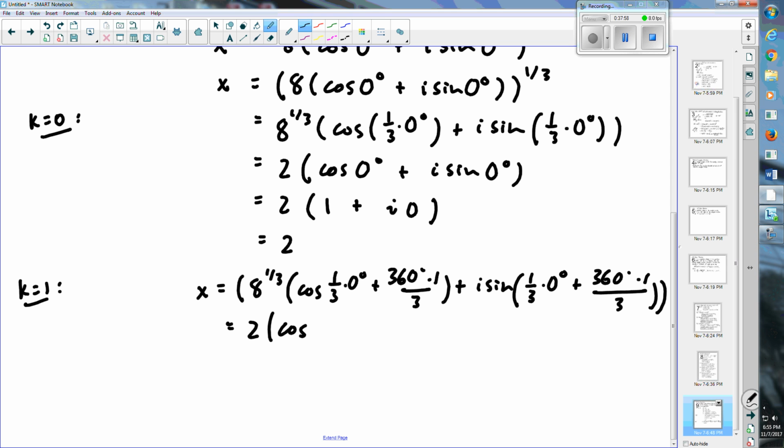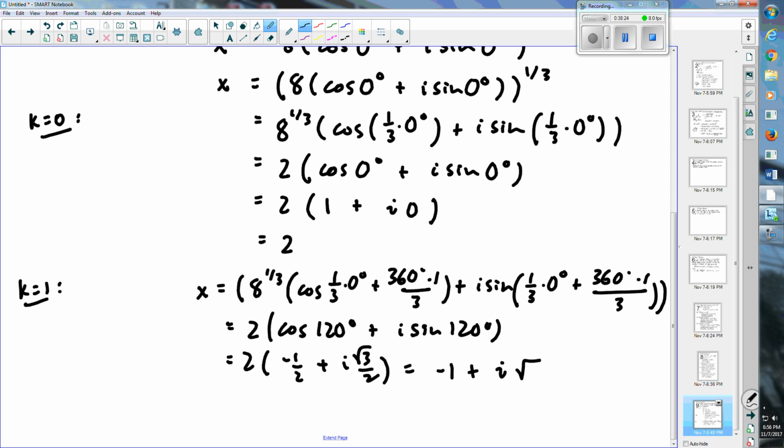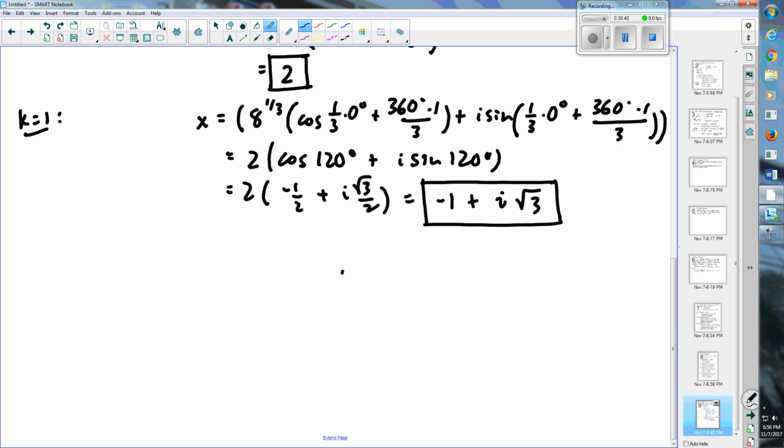And this gives us cosine of 120 degrees plus i sine of 120 degrees equals 2 times the cosine of 120, which is negative 1/2, plus i times the sine of 120, which is root 3 over 2. So this ends up being negative 1 plus i root 3. Okay, so there's our second answer. Here's our first one that we found that was just a 2. And then we have negative 1 plus i root 3. And we have one more to find.